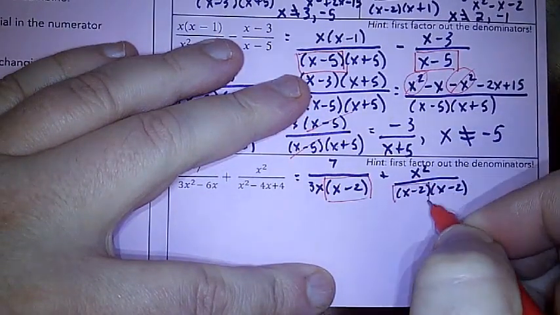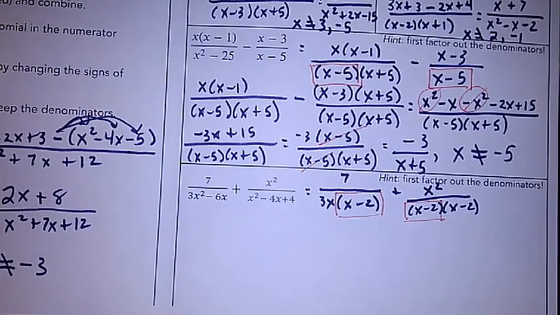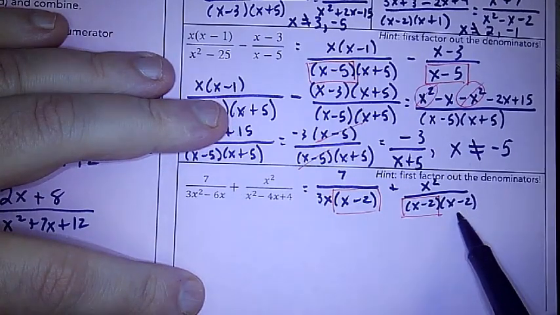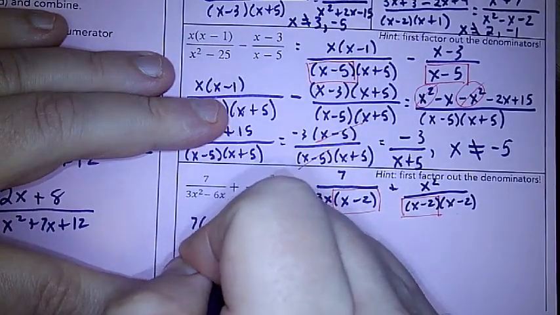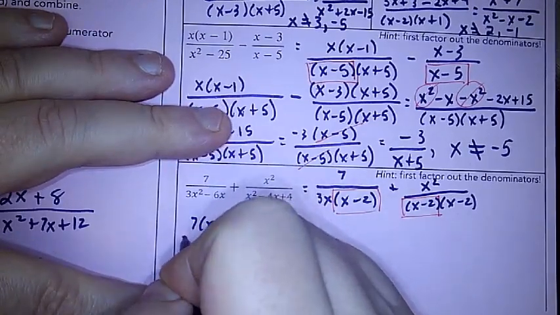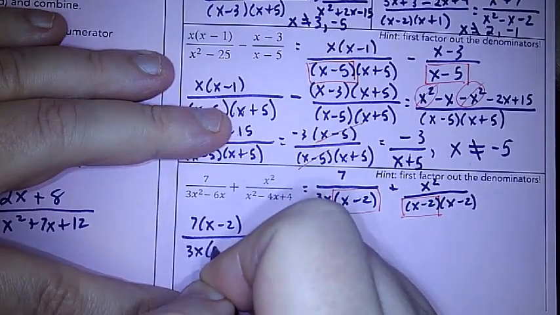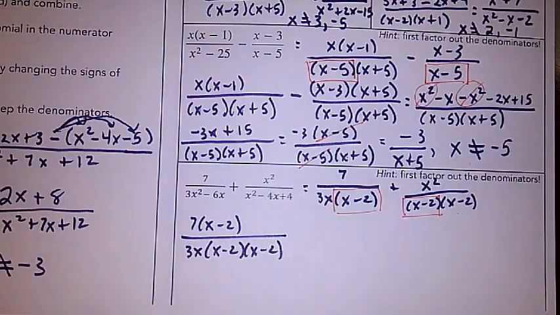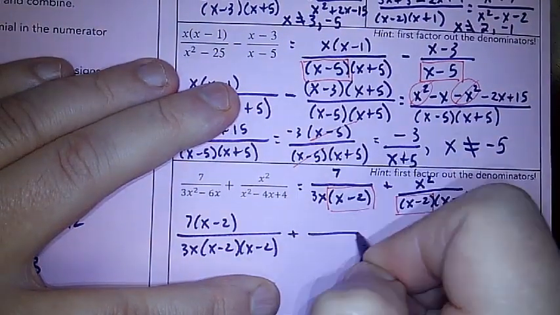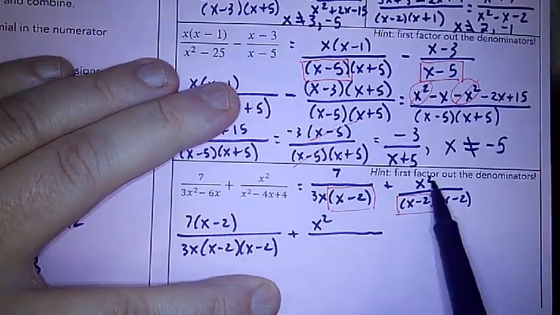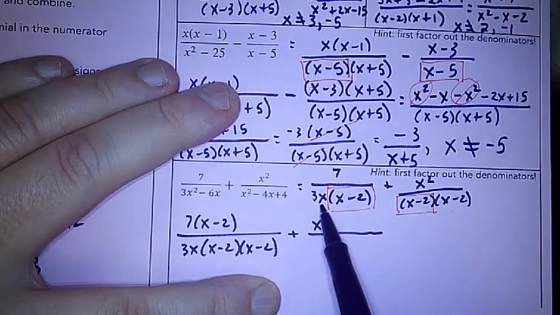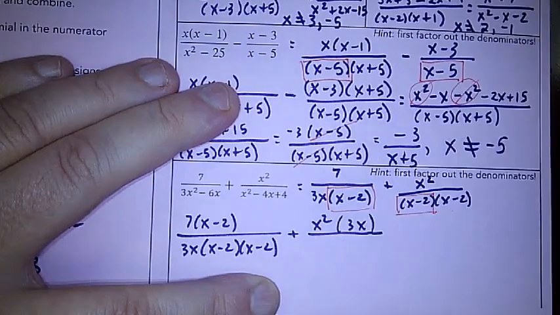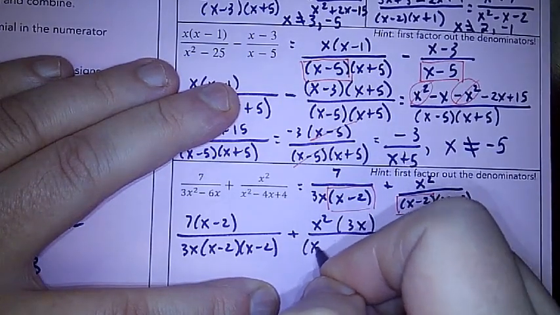but both of them are still going to have to be multiplied. So my first one, I'm going to multiply by this x minus 2 here. So 7 times x minus 2 over 3x times x minus 2 times x minus 2 plus x squared, and this second fraction, because it doesn't have this 3x, I'm going to have to multiply by that 3x. So x squared times 3x, over x minus 2, x minus 2, 3x.